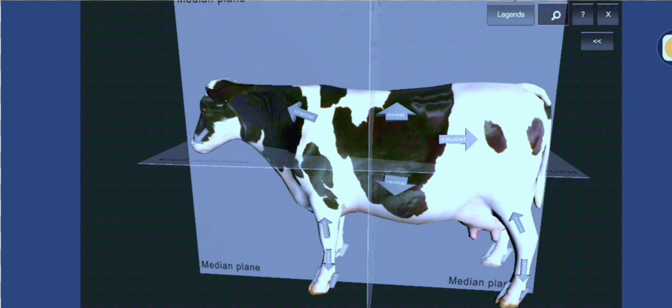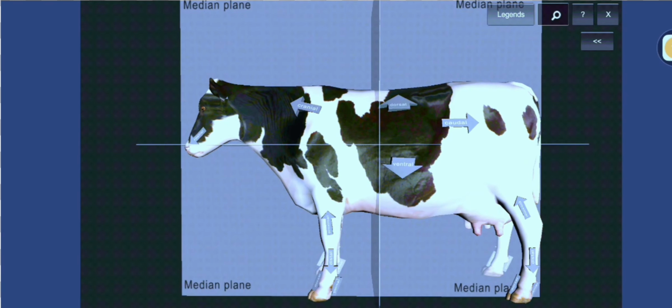Okay, let's come to the lateral side. Lateral side.